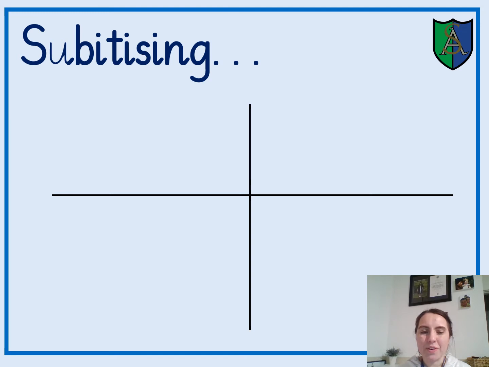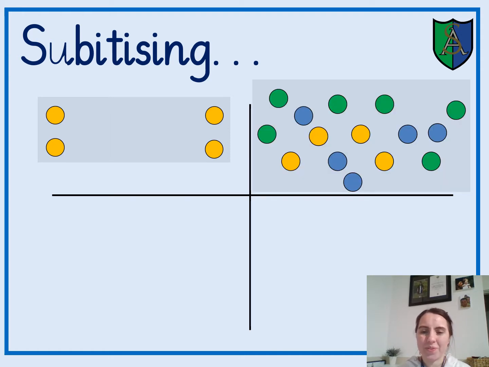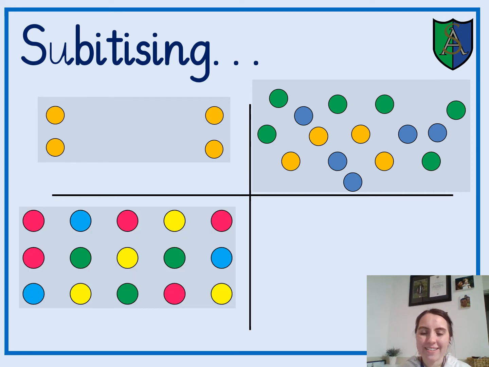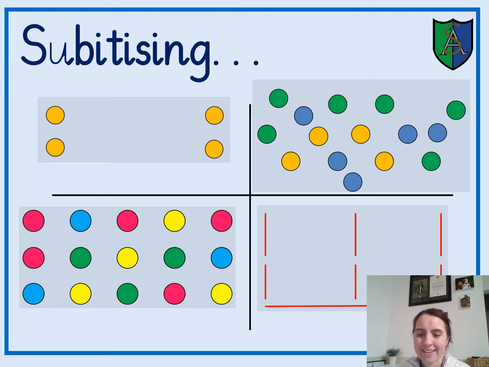Okay, time to review. The first one, there were 2 and 2 yellow dots, which makes 4, 2 groups of 2. Next, the green dots: we had a 2 and a 2, so that is 2, 4, 6. Well done if you got that one right. Next, the pink dots. We've got a 3 and a 2, which is equal to 5. And finally, our lines. We've got 2, 4, 6 and 1 at the bottom, which makes 7. Well done if you managed to supertise correctly all of those.